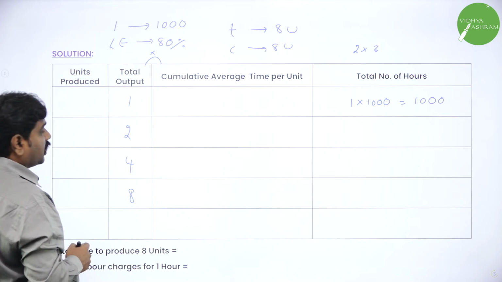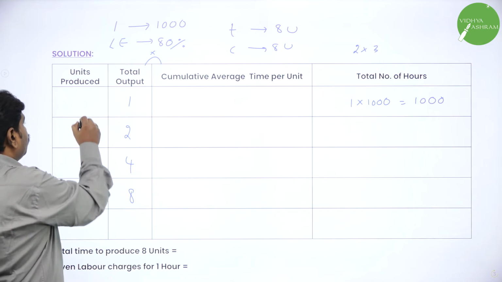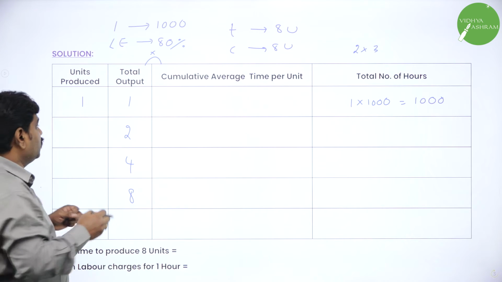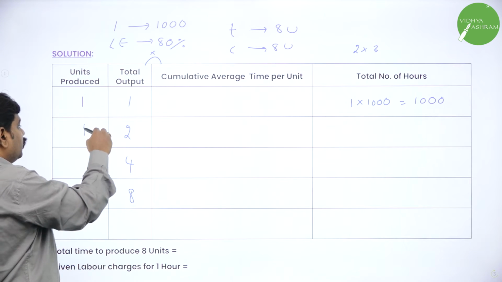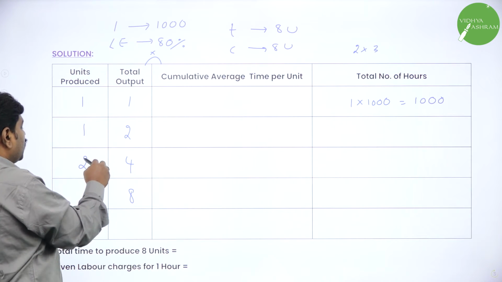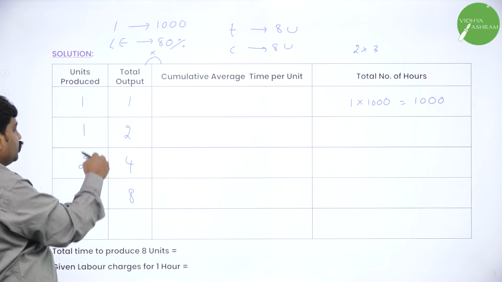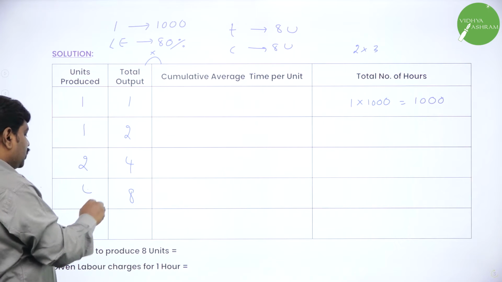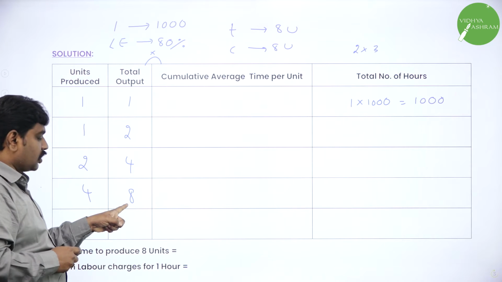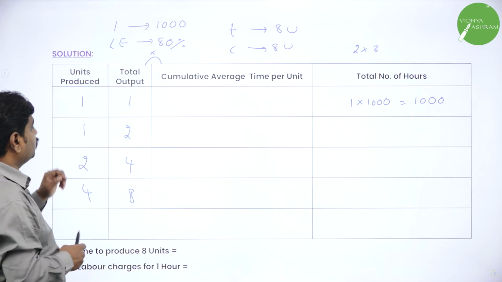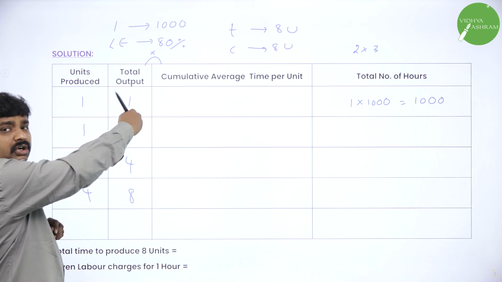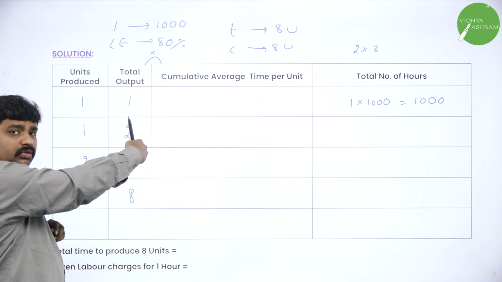And how to fill the first column? To fill the first column, first I'll produce 1 unit, then whatever is above, I'll write that, then I'll add these two and write down 1 plus 1 is 2, then I'll add all and write next 2 plus 1 is 3, 3 plus 1 is 4. I'll stop it here because I stopped the second column here, my output is 8 units.